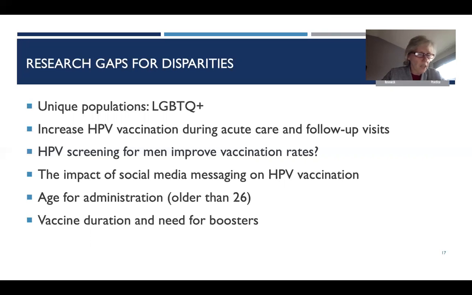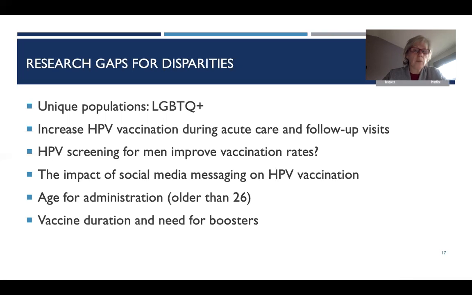We learned about the media and social media in class. I have a few studies in the reference page on the impact of social media on HPV vaccinations. Would there be a way to use social media messages to reach especially the adolescent population? They are the experts in social media, and would that increase vaccinations?